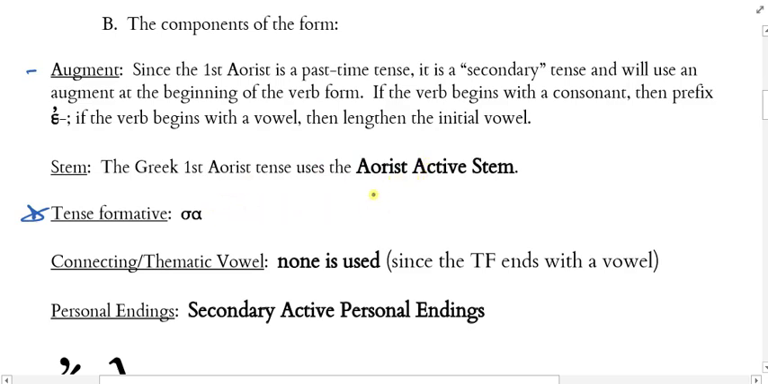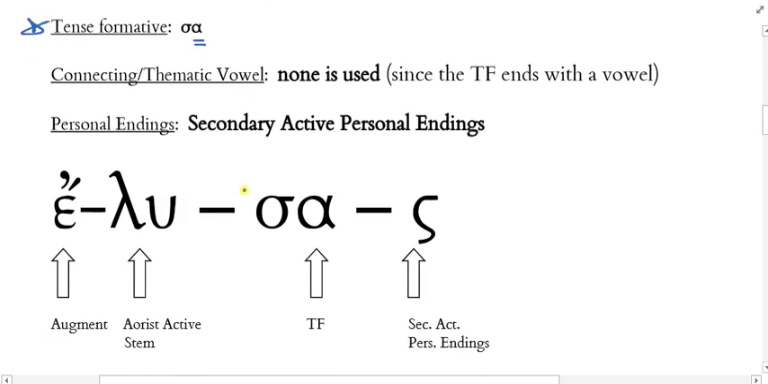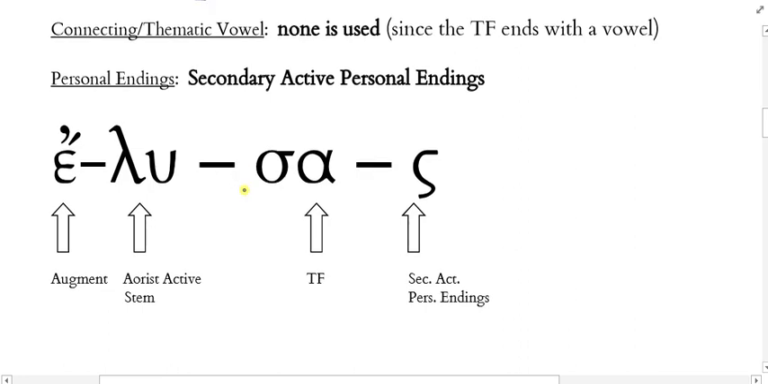Future is ahead of the time of speaking. Past is temporally behind the time of speaking. So they're opposites in that way. Our connecting vowel or thematic vowel is none. There are none. Because as you know, or notice here, the sigma alpha ends with a vowel, and that vowel is a kind of connecting vowel in and of itself. So we don't need a separate connecting vowel.